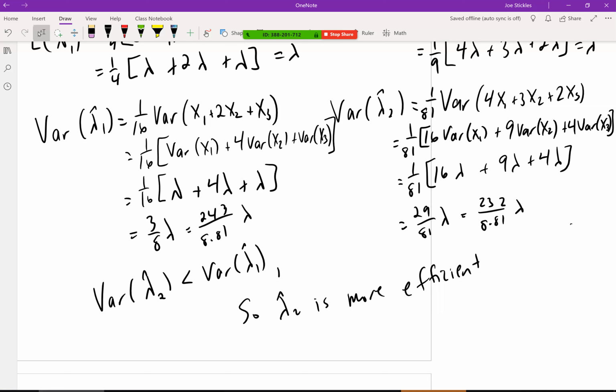All right, so the second part of this asked, can you find an unbiased estimator that is even more efficient than these two? Well, the one unbiased estimator that we know typically is a good one to use is the sample mean, right? So if I do the variance of the sample mean, in this case, that would be the variance of the distribution over the sample size. So in this case, we get lambda over 3.